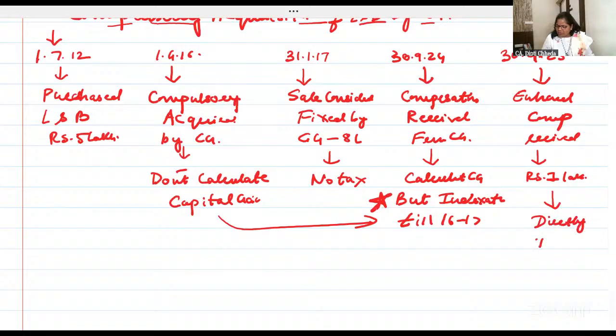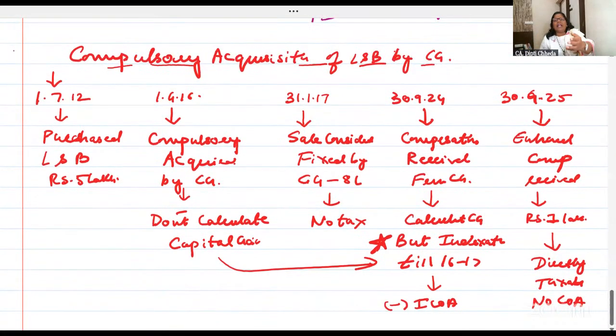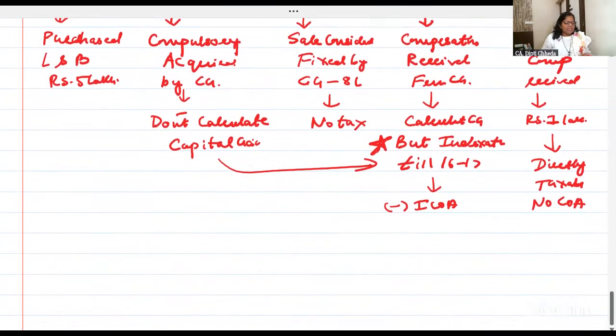Directly taxable. Cost kya hoga? Here you are deducting minus the index cost of acquisition. Here, no cost of acquisition because the whole cost you deducted here. I'll work out and show you. Nothing you will deduct when you receive 1 lakh extra because already in 8 lakhs you have deducted the full cost. Now the cost is nil.